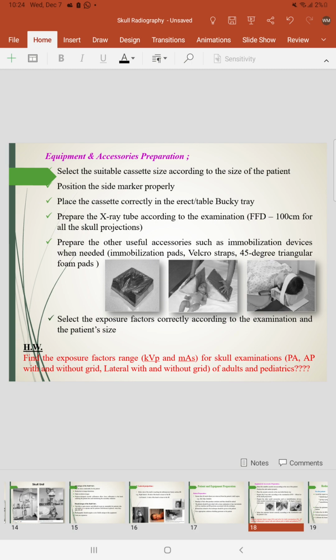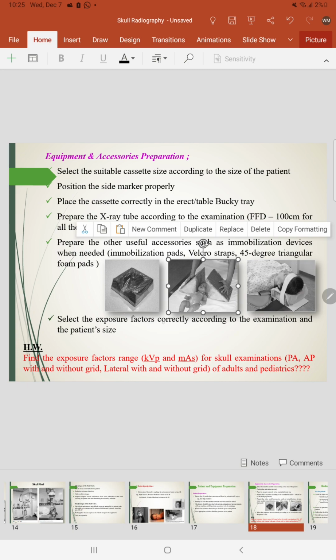Prepare the other useful accessories such as immobilization devices when needed. Immobilization devices means some immobilization pads, velcro straps, 45-degree triangular foam pads, like that. So when you look at this picture, you can see some immobilization devices here and here. So that's all.